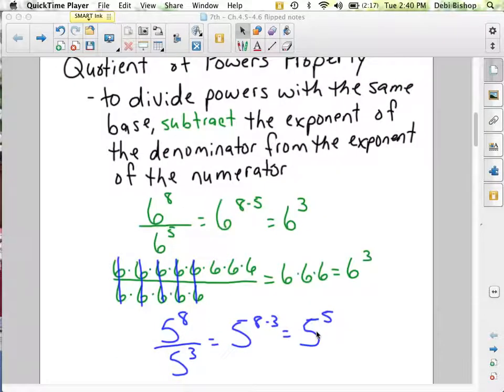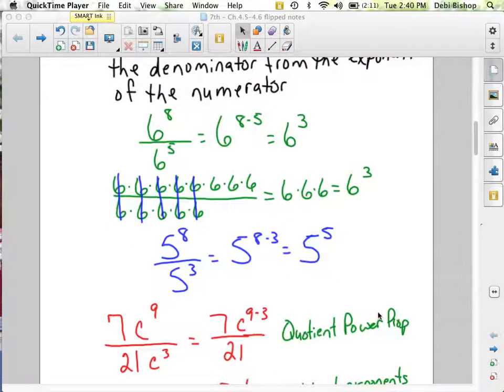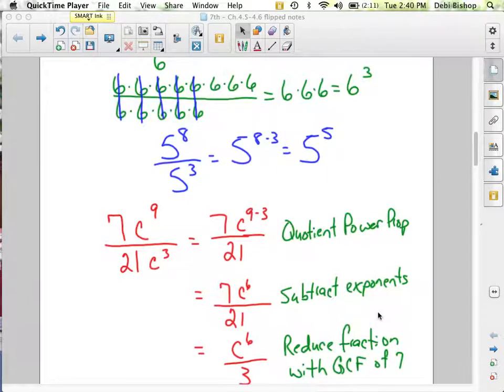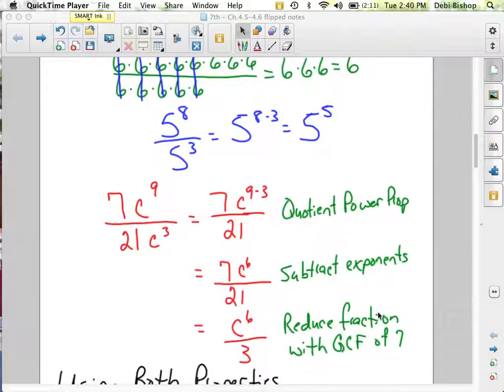If I show this out, I have 6 eight times and 6 five times, and you can see that these cancel out to 1. So it's like 1 times 1 times 1 times 1 times 1 times 6 times 6 times 6, and I'm left with 6 cubed. So it's the same answer. A couple examples here. 5 to the 8th divided by 5 cubed equals 5 to the 8 minus 3 power, which equals 5 to the 5th. We can also do this with integers and variables.